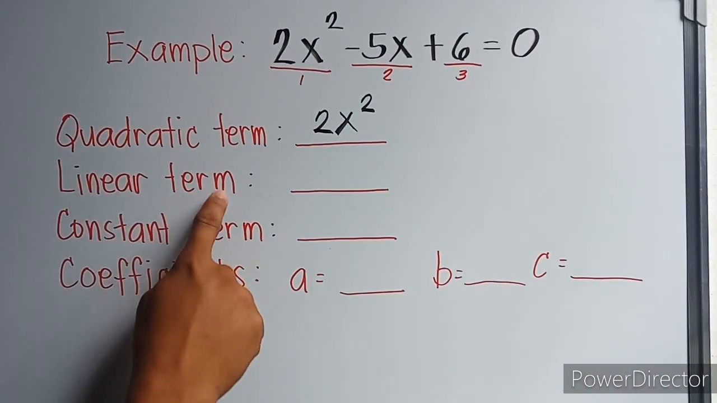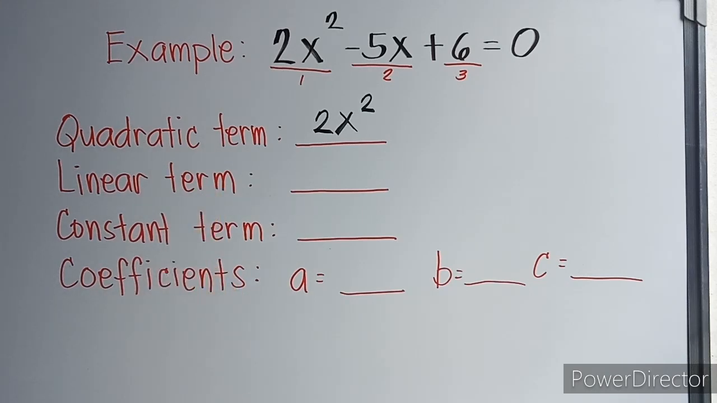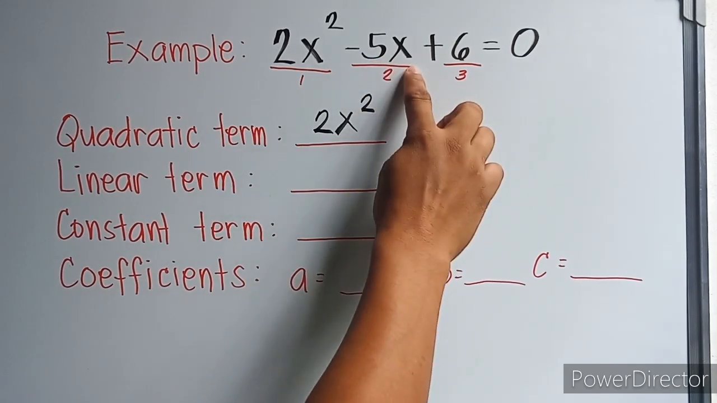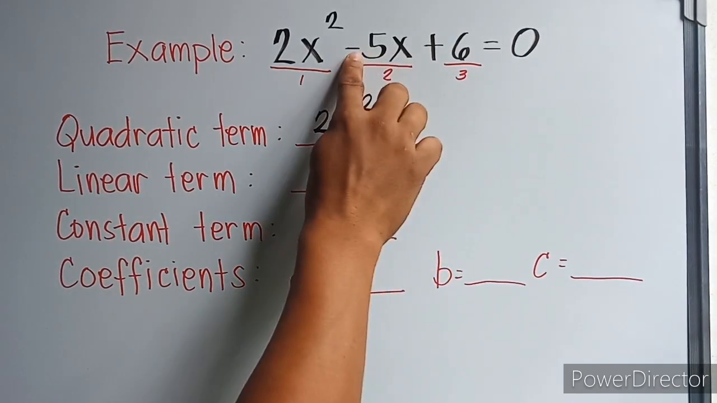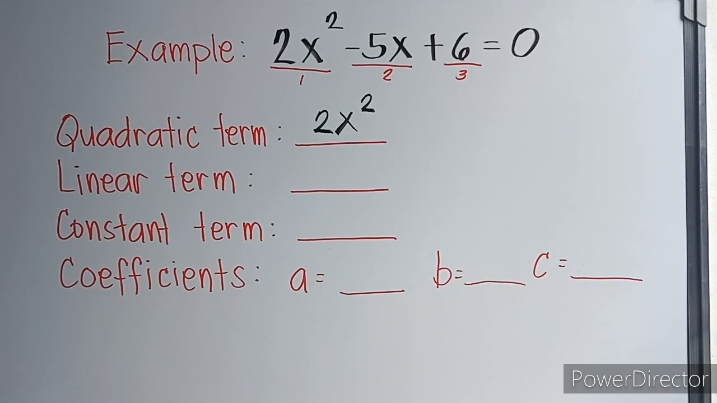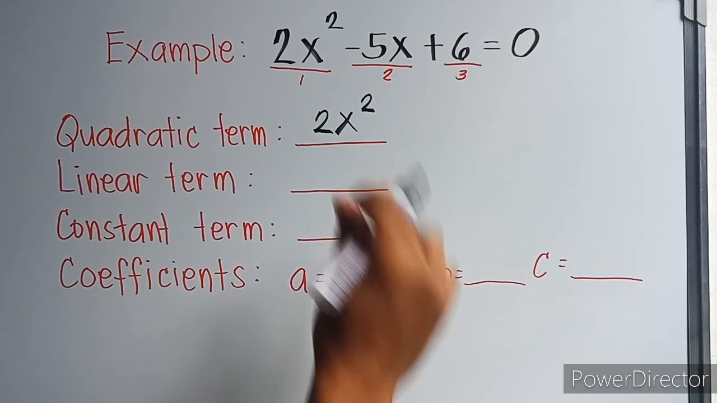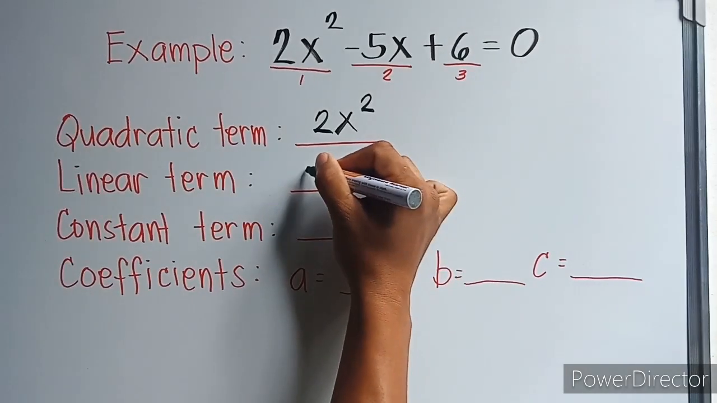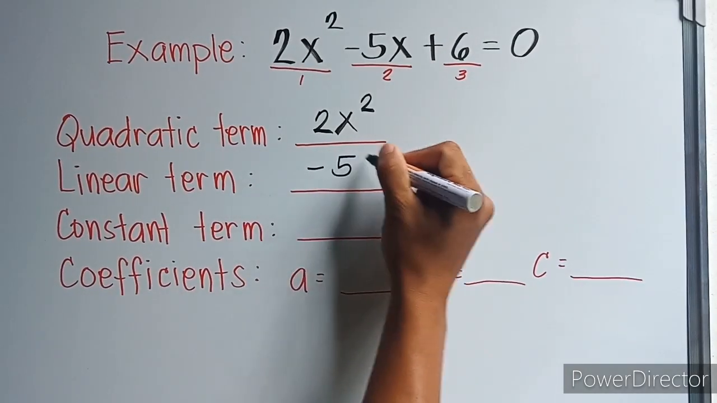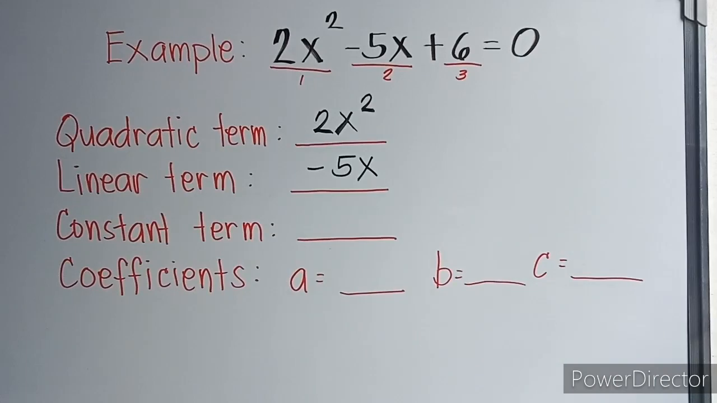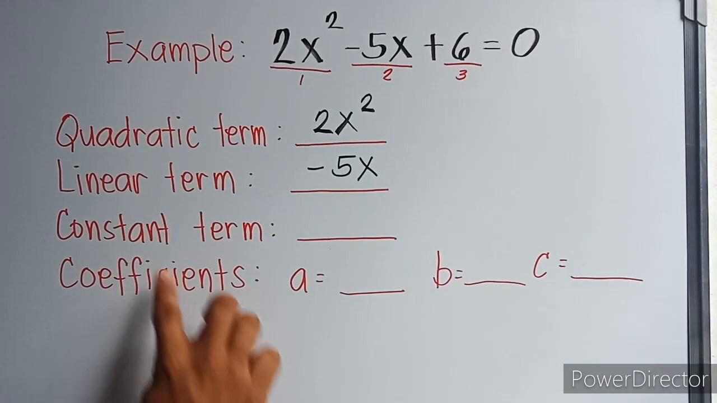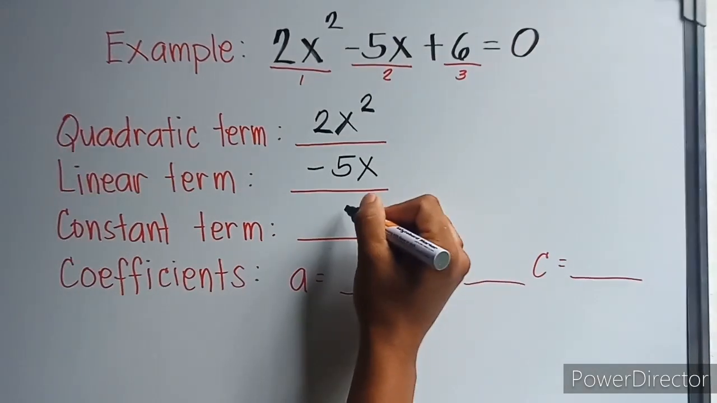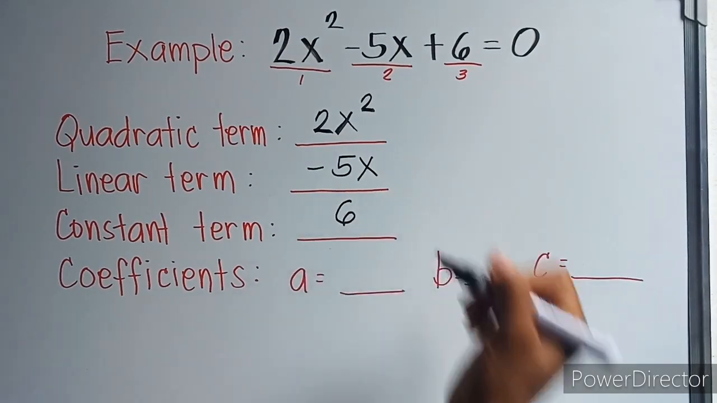How about our linear term? The linear term is our second term. As you can see, we have 5x, and the sign in front of 5x is negative. Meaning, for the linear term, you will get the negative sign. So, we'll have negative 5x. Okay. And our constant term is our third term. So, the constant term is positive 6 or 6.